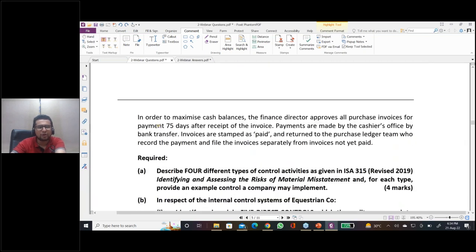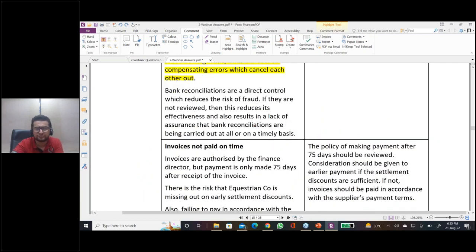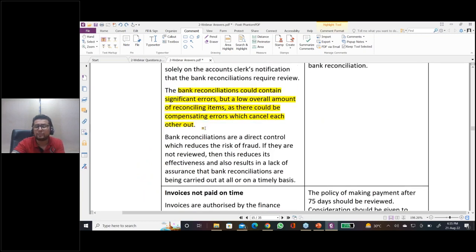Last paragraph. In order to maximize cash balances, the finance director approves all purchase invoices for payment 75 days after receipt of the invoice. Payments are made by the cashier's office by the bank transfer. Invoices are stamped as paid and returned to the purchase ledger team, who record the payment and file the invoice separately from invoices not yet paid. So this is a good control. They are trying to make sure that they do not make dual payments.